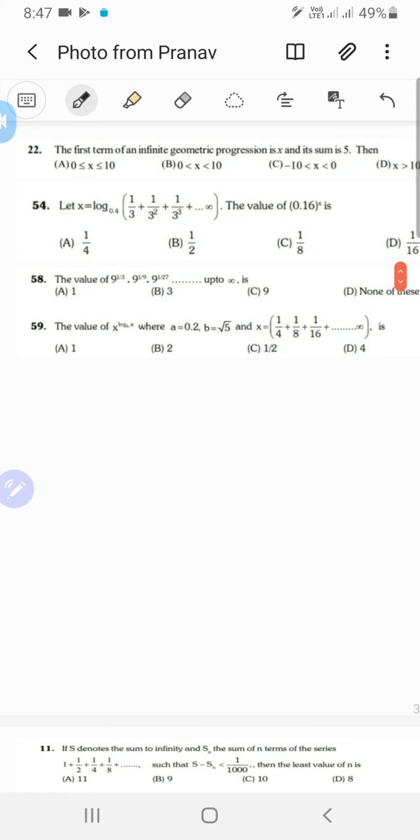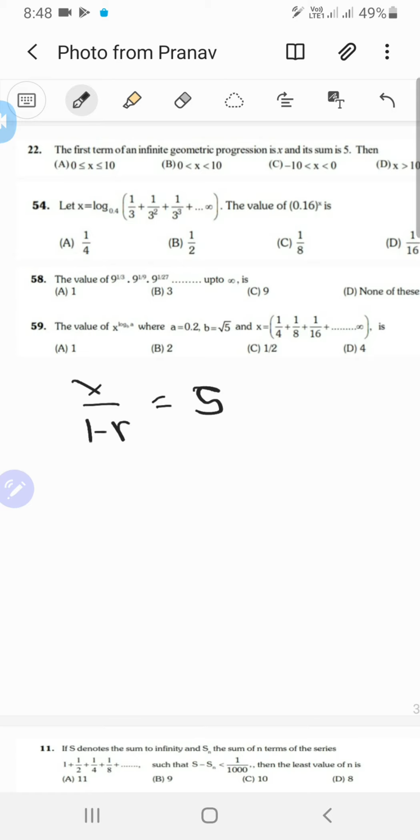The first term of an infinite geometric progression is x, and its sum is 5. So you have x, then xr, then xr squared, where the modulus of r is supposed to be less than 1, because otherwise when you add this up, it will diverge to infinity. So the sum won't be a finite value, which is 5 in this case. So we can apply this formula: x upon 1 minus r equals 5.